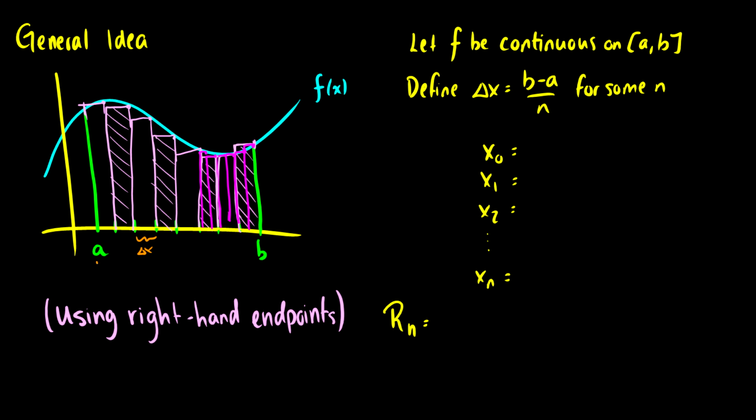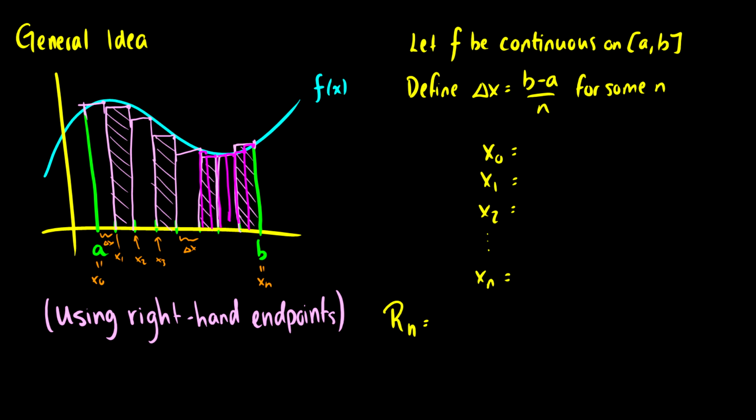We let our first point be x0, and we let our last point be xn, and then every point that we have a delta x between, we just label it as the next x. So this point here is x1, this point here is x2, this point is x3, and so forth, and they're all separated by a delta x.